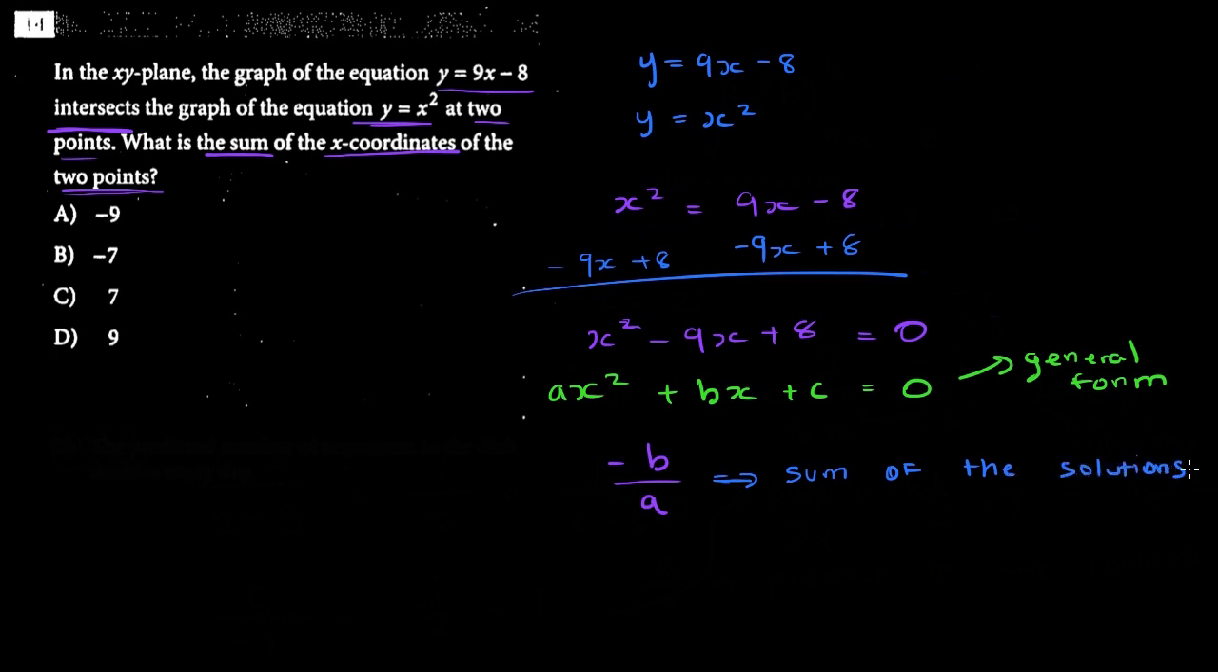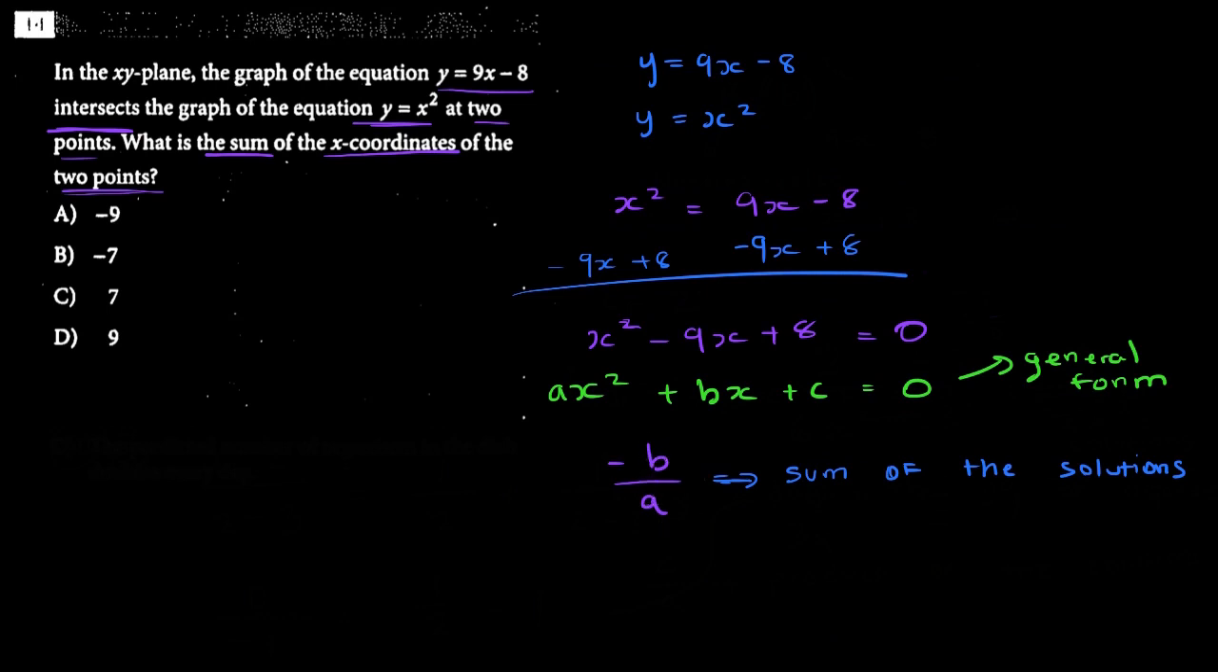This formula gives you the sum of the solutions. Okay? And so what it means is I take the negative value of the coefficient of x, and divide that by the coefficient of x squared, and that will give me the sum of the solutions. And the solutions are obviously the x coordinates, mind you. And so that is the formula we're going to use.